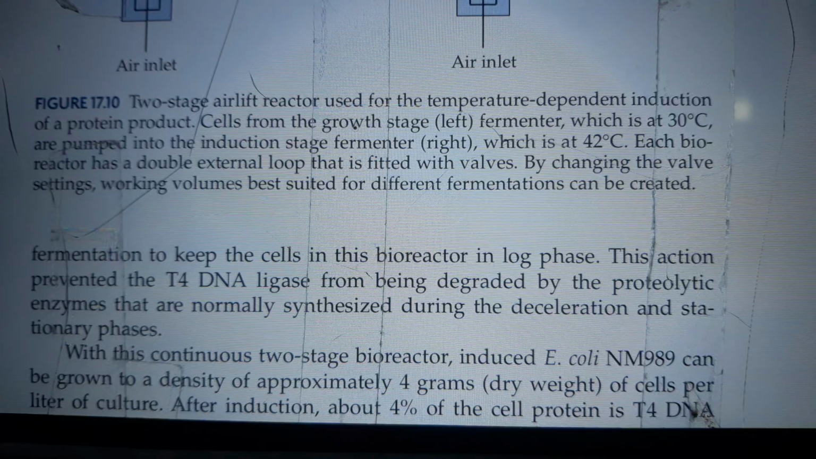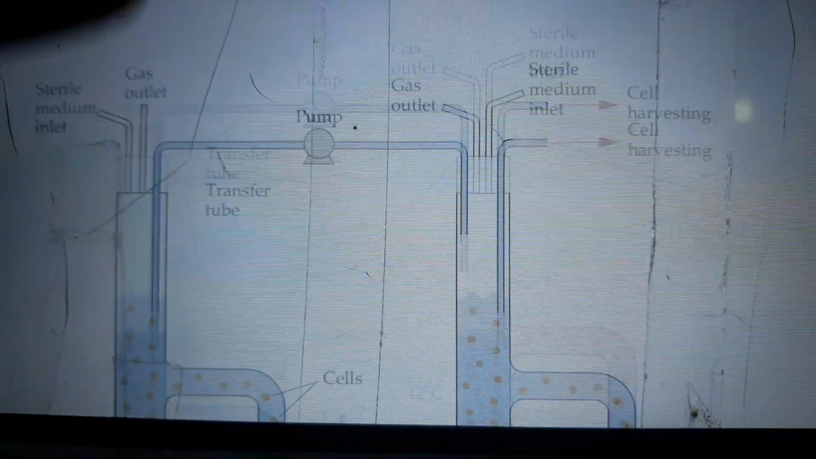Next is a two-stage airlift reactor used for the temperature-dependent induction of a protein product. Cells from the growth stage fermenter (left), which is at 30 degrees centigrade, are pumped into the induction stage fermenter (right), which is at 40 degrees centigrade. The bioreactor has a double external loop that is fitted with valves. By changing the valve settings, conditions best suited for different fermentations can be created. This is the diagram for that.